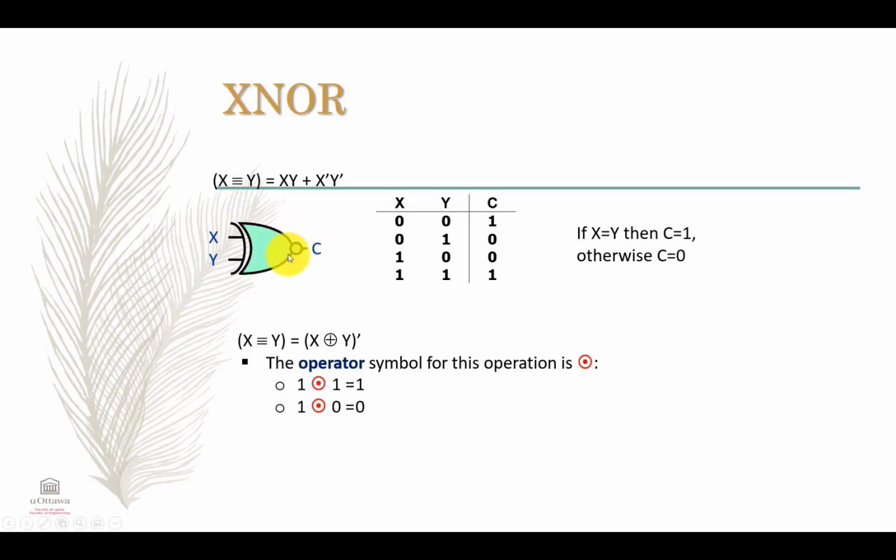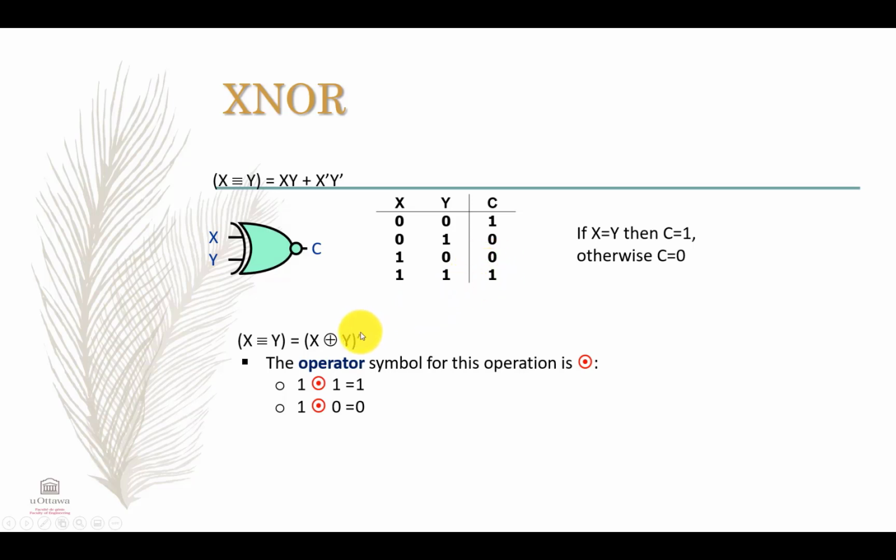So it's the opposite of the exclusive OR that we just studied. Okay, so as you can see here, 0 with 0 will give me 1. 0 with 1, they're different, so it will be 0. 1 with 0, they're different, they will give me 0. 1 with 1, they're equal to each other and will give me 1 here.